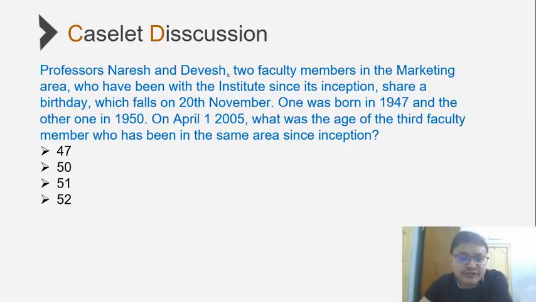Professor Naresh and Devesh, 2 members in the marketing area, have been in the institute since its inception and they share a birthday which falls on 20th November. One was born in 1947, the other in 1950. On April 1, 2005, what is the age of the third faculty member who has been in the same area since inception? The options are 47, 50, 51 and 52.